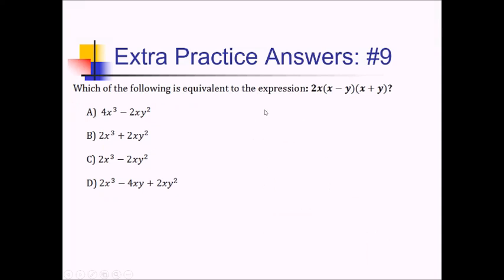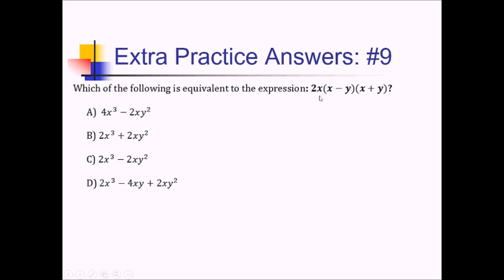For this one, we need to figure out which expression down here is equivalent to this expression, which is to say we essentially need to simplify this expression, which is to say we need to multiply 2x, x minus y, and x plus y together. Now, the key to multiplying three things together is not to multiply three things together. It's to multiply two of them together, get an answer, and then multiply that by the third thing.